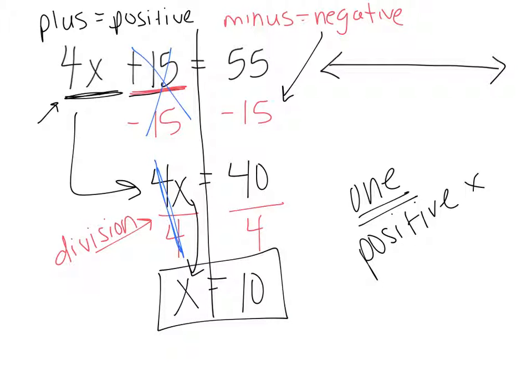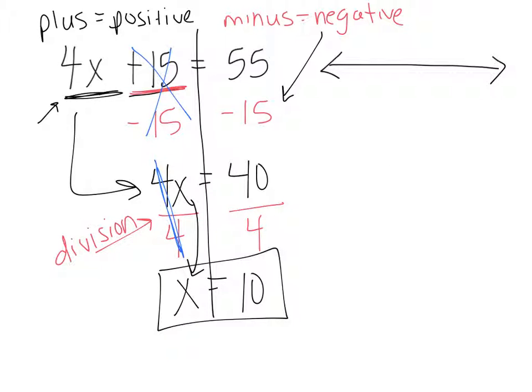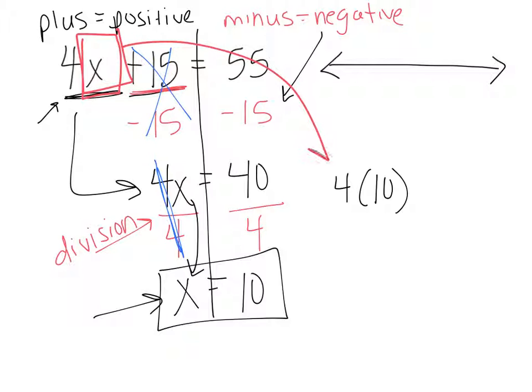We can also check this, and I'm going to show you how to check this over here. I'm going to erase this real quick. We can plug this back in to our problem. So I'm saying x is equal to 10. So everywhere there is an x, here is my one and only x right here, I'm going to plug that in over here. So I have 4 times my x value of 10, which is right here, plus 15. We want to see, does it equal 55? So I'm going to solve it out using GEMDAS now.